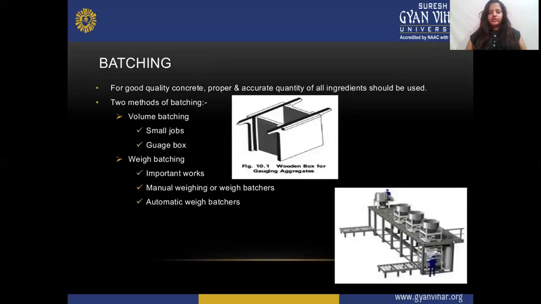Batching. For good quality concrete, proper and accurate quantity of all ingredients should be used. There are two methods of batching. You can see the first picture, where there is a mold to which the measurement is taken.